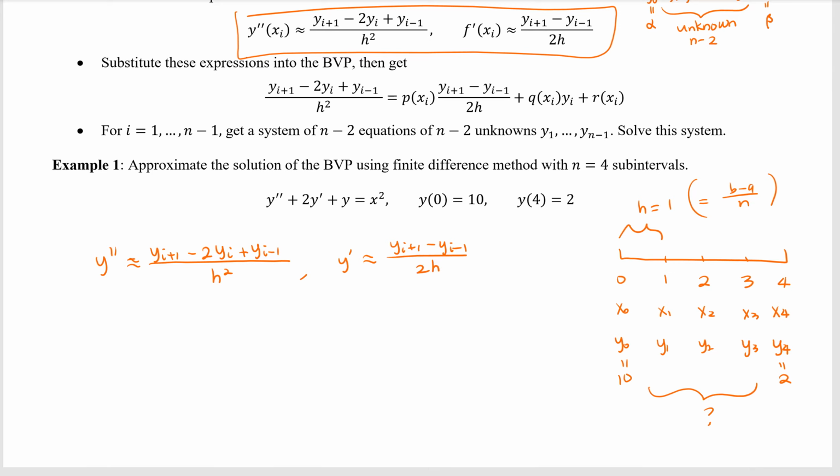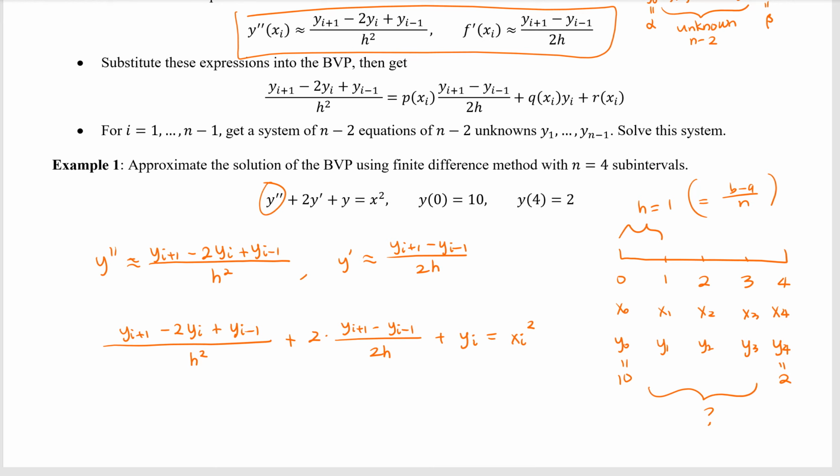So plug this into the differential equation. So first we have y double prime: yi plus 1 minus 2yi plus yi minus 1 over h squared, plus 2 times y prime. Y prime is yi plus 1 minus yi minus 1 over 2h, plus y, so yi, equals xi squared. So far, so good. So this is what happened when we plug in.